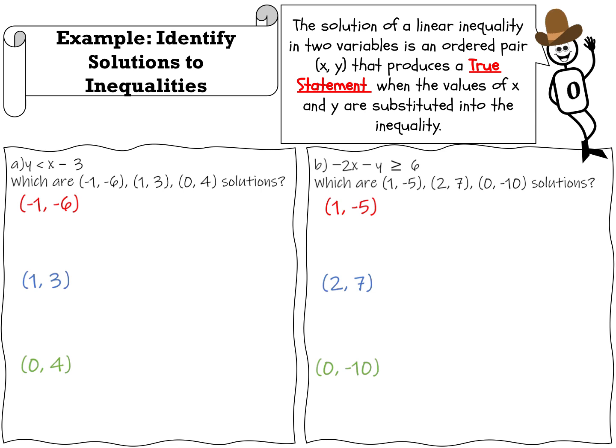So first, (-1, -6). We want to see if that is a true statement to the inequality y is less than x minus 3. So we're going to put -6 in for the y. Is -6 less than -1, put in for the x, minus 3? That gives me -6 is less than -4. Well, that is a true statement. So because it is a true statement, it is a solution.